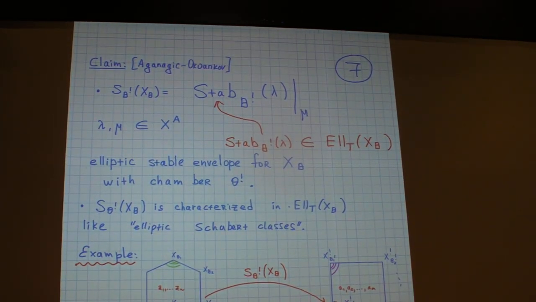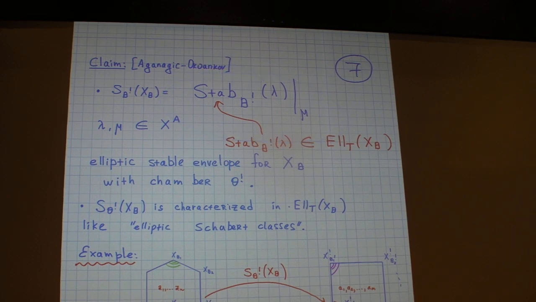Well, elliptic stable envelopes, you may think about them as some kind of version of elliptic Schubert classes. So it's like an elliptic generalization of that. If you take a Schubert class corresponding to some fixed point, in elliptic cohomology, you can restrict it at some other point, and you get a matrix. The matrix of transition between one solution and the other solutions is exactly this stable envelope.